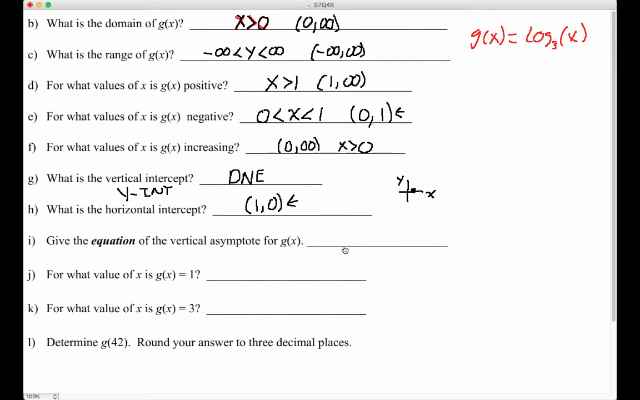Okay, give the equation of the vertical asymptote for g of x. Well, the equation of the vertical asymptote is the equation of the y-axis, which is x equals 0.